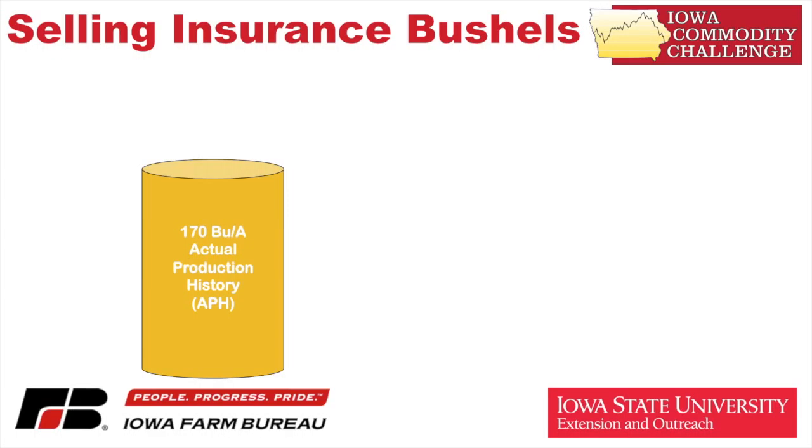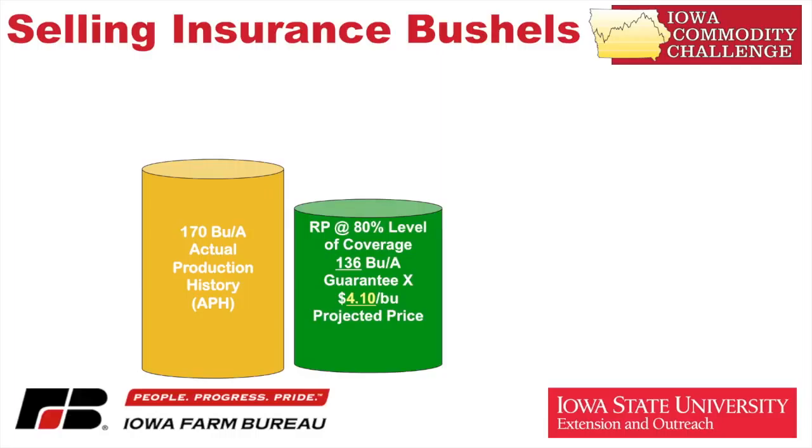On or before March 15th every year, you need to determine what product and level of coverage you're going to insure that year's crop. In our example, we're going to use an 80% level of coverage. Again, the choice for revenue protection will be 65 to 85%. So an 80% level of coverage. Therefore, 80% of 170 is 136 bushel per acre.